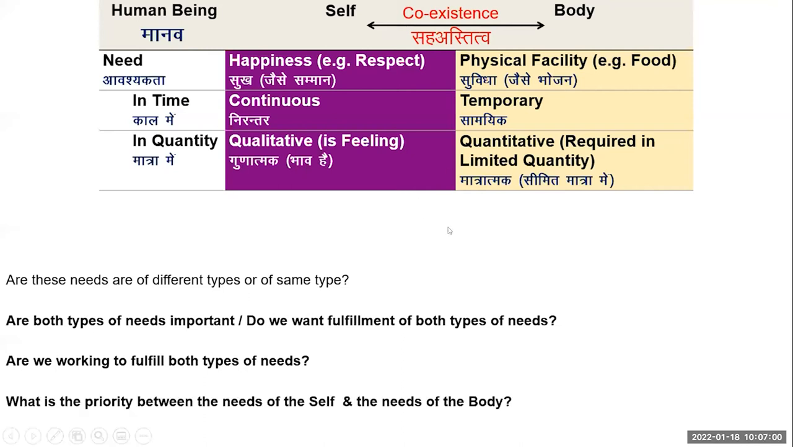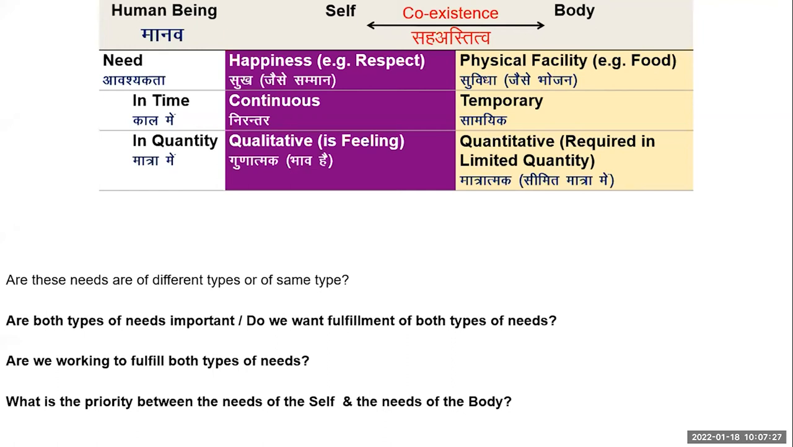Now, what is the priority between the two needs? This is what is very important to be seen. Because, as we talked about yesterday, when we have the right understanding, it becomes clear that the relationship precedes the physical facility. What is the priority then?